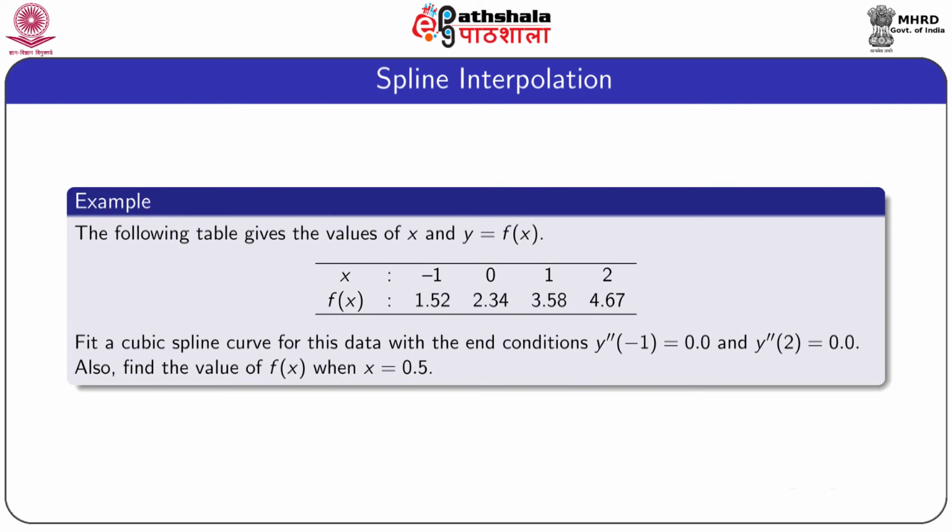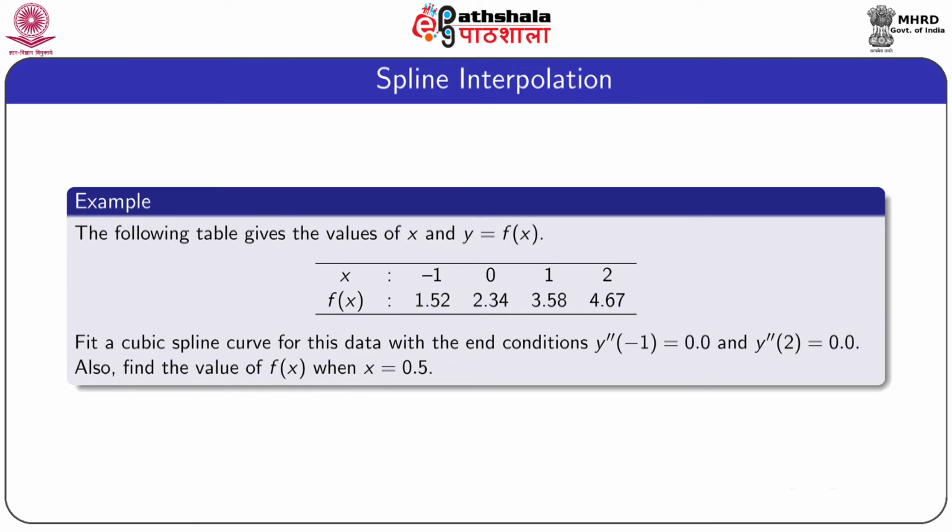So, we have seen that if the values of m0 to mn are available, then we can compute the values of ai, bi, ci, di for all i, and finally, we obtain the cubic spline. Now, we illustrate the entire method by considering one example. For this example, we have two sets of values, one for x, represented in the table as the first row, and the second row represents the values of f x. Now, our problem is to find a cubic spline for this table of values with the end condition.